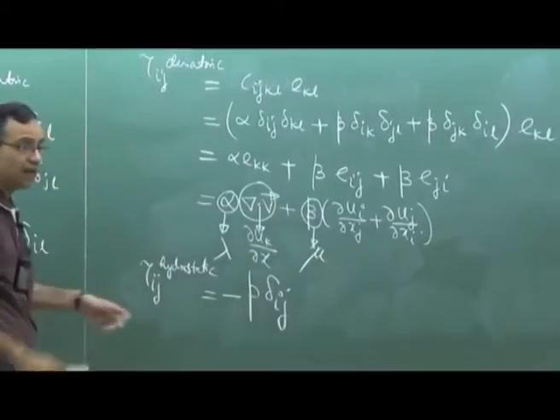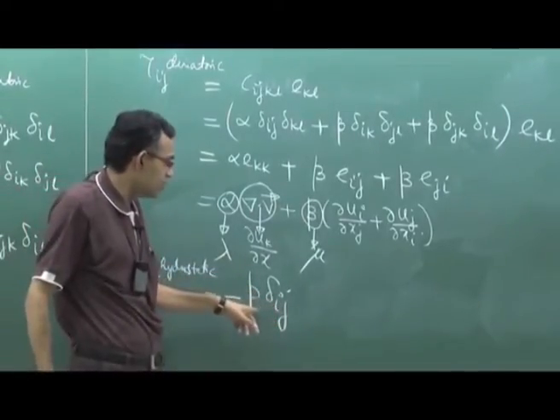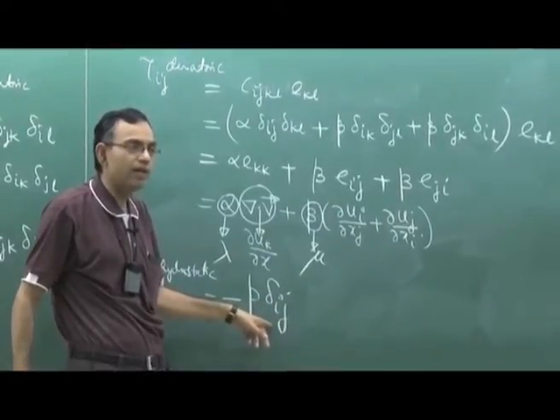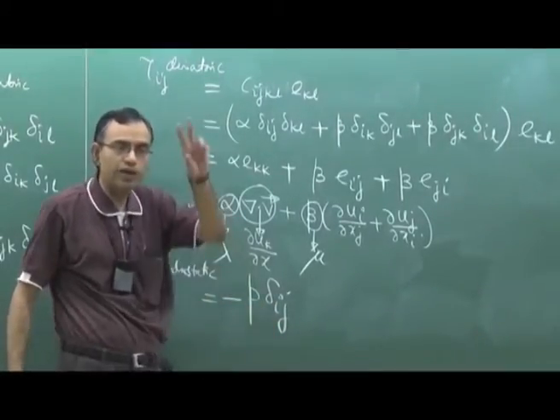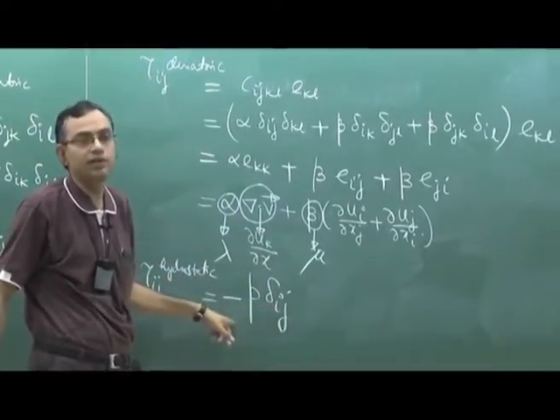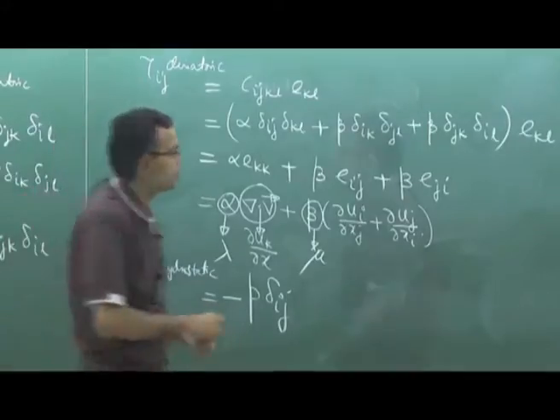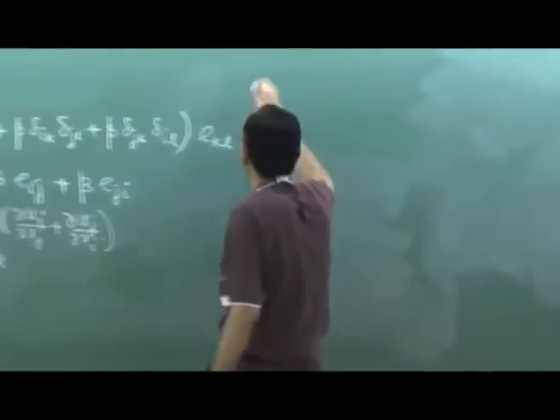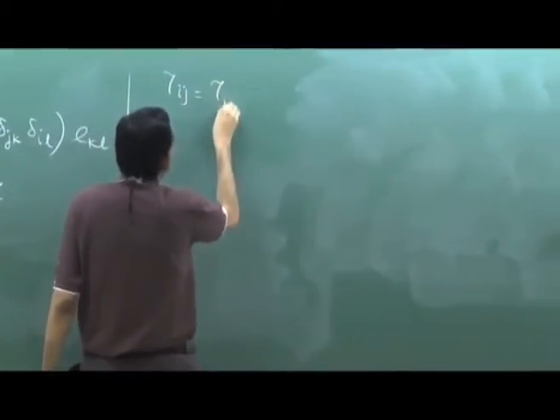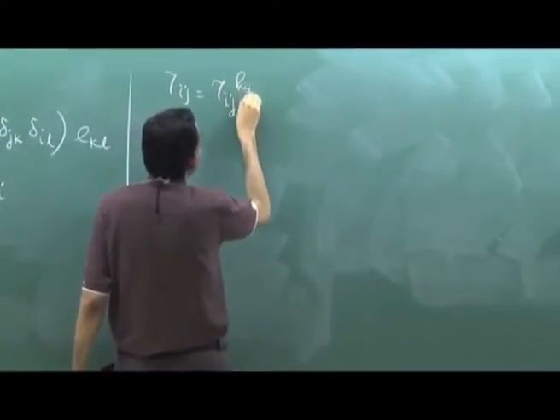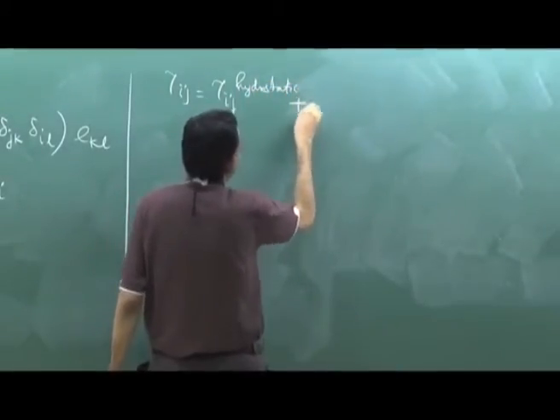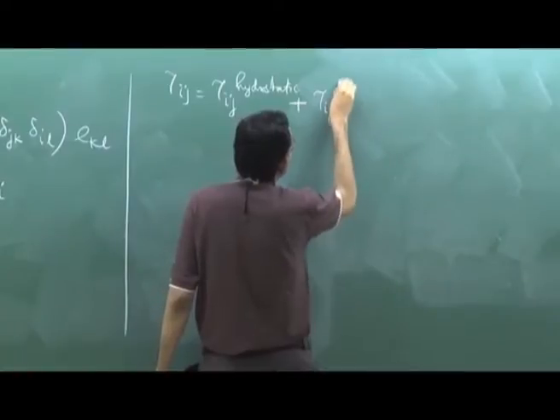Why delta ij? Because this is normal stress. This is 1 only if j is equal to i. j equal to i means it is a normal component. When the two indices are the same, it is the normal stress. When j is not equal to i, this will be 0. Okay. So you can combine: tau ij is equal to tau ij hydrostatic plus tau ij deviatoric.